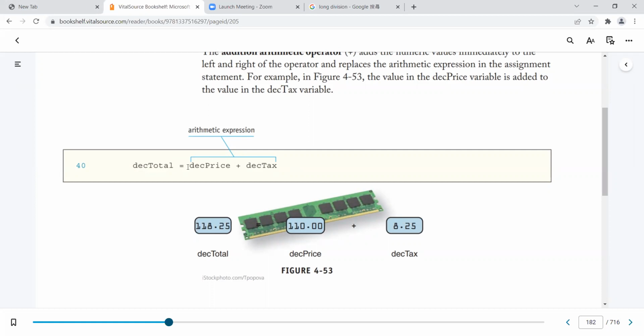Everything is like math. So that's why you have to perform plus first. Okay, perform decimal price plus decimal tax. Then your result will be assigned to this. Okay, because this equal sign is always the lowest priority in the order of operation.